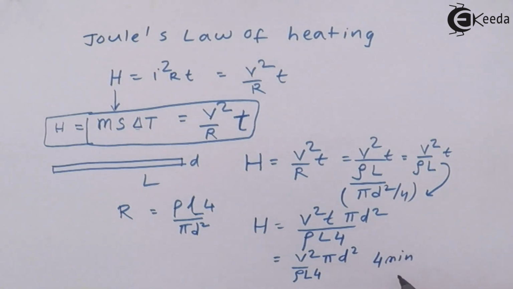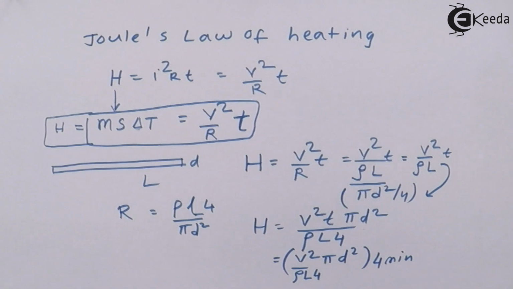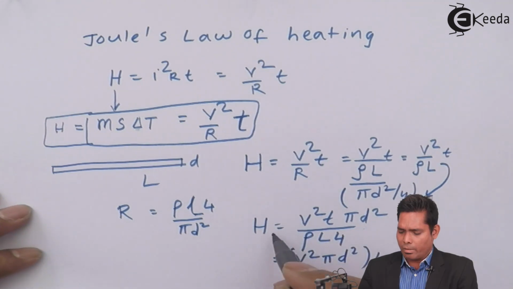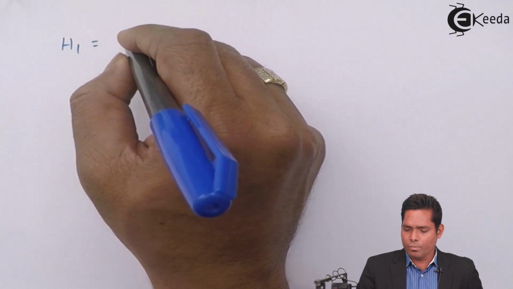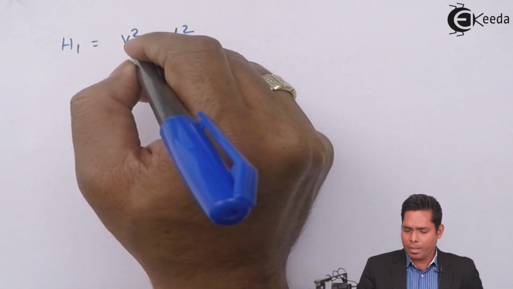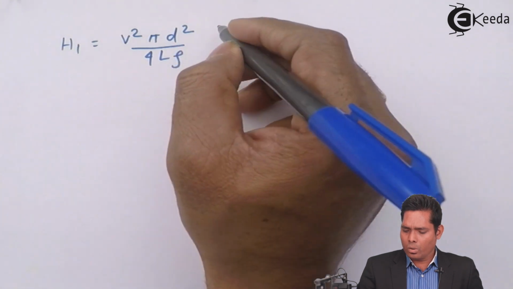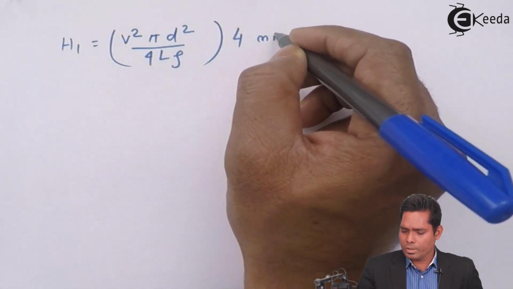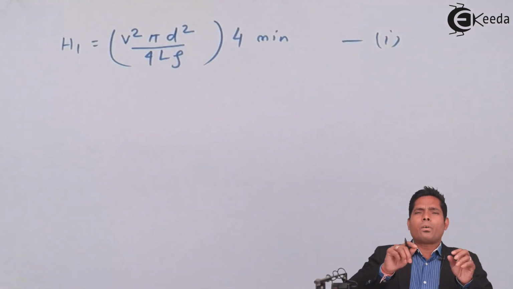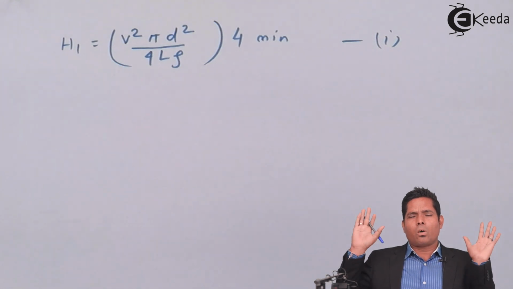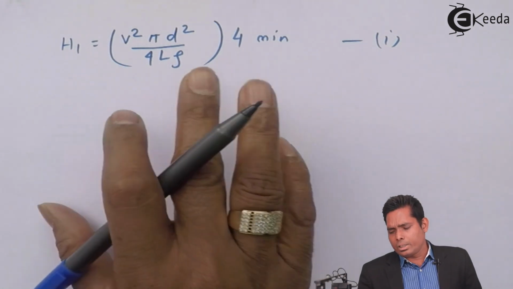4 minutes. This I write this way. So this is my H, or I will say H1, whatever is that, the first case. So better I will write H1. So what I am getting, H1 equals V square pi d square by 4L rho and 4 minutes. This is the situation number 1, when only one wire is used of length L and diameter D, and this is the situation.